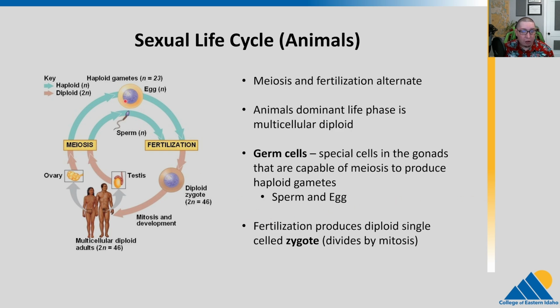Fertilization then involves producing a single cell that is called the zygote, and that is diploid. That will then divide by mitosis to produce the multicellular diploid stage. All right, hopefully none of this is shocking to you. Hopefully you're well acquainted with the animal life cycle. Let's talk about some different things that might be a little strange to you.